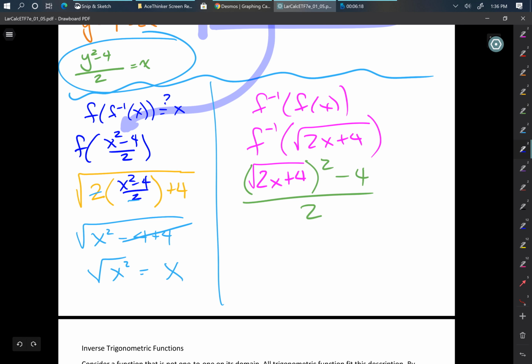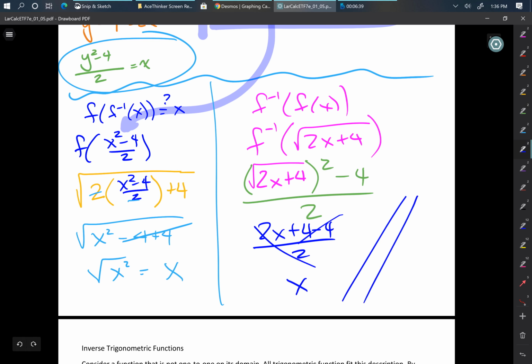Inside the parentheses there, we got a square root. We're squaring it. The square of the square root is the radicand. And so I've got 2x plus 4 minus 4 divided by 2. Those cancel, I'm back at x. And so it worked both ways. And since it worked both ways, that makes it an inverse. And I've checked it.